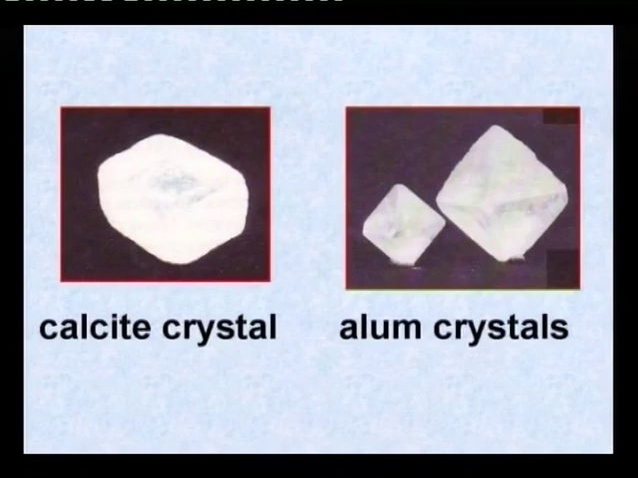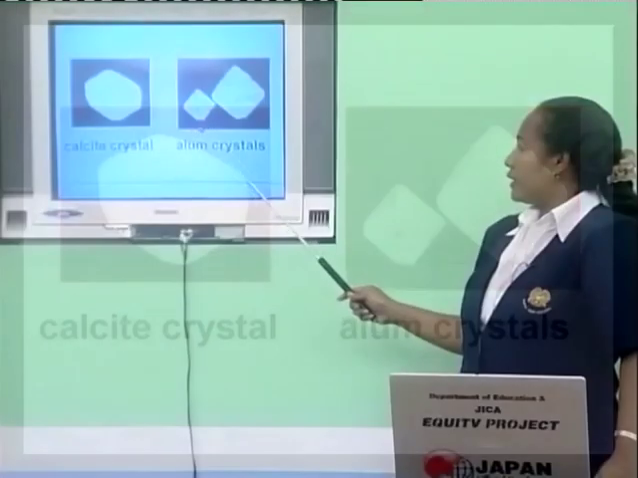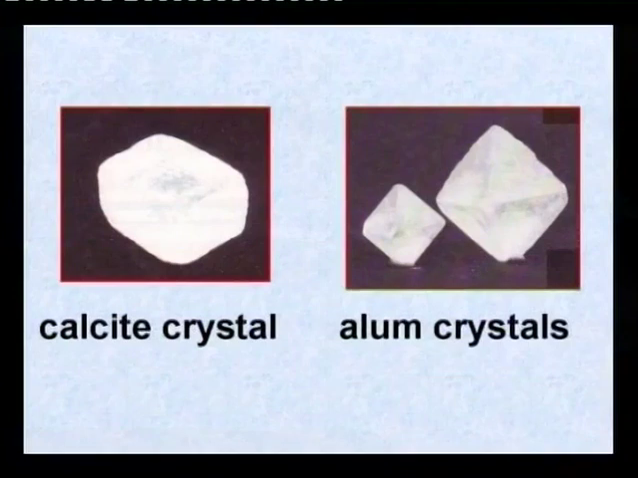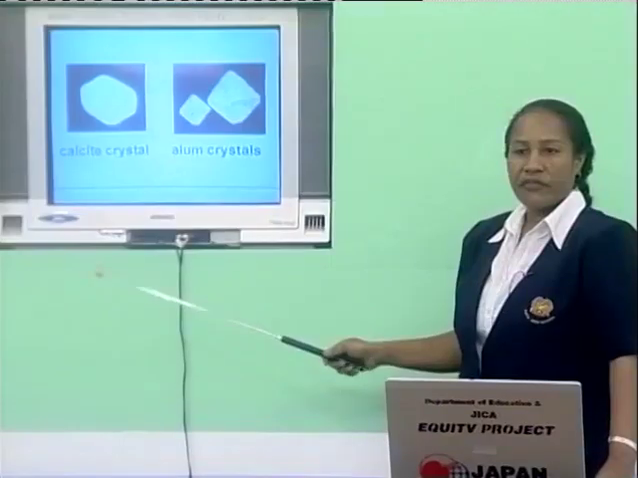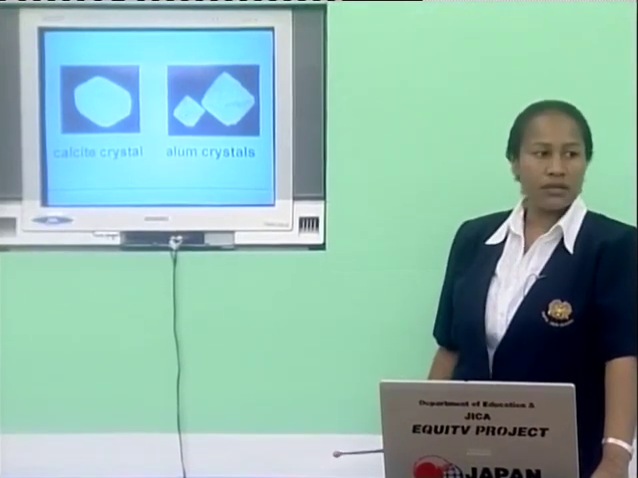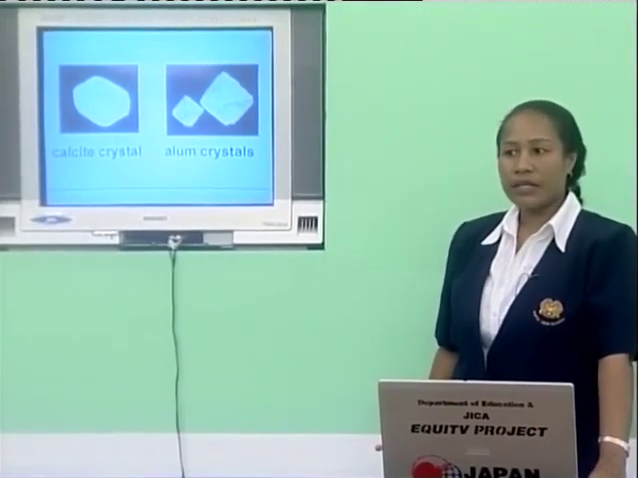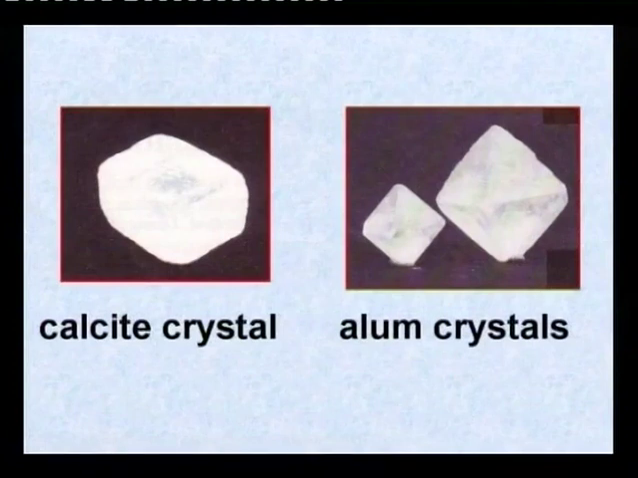This is a calcite crystal that you can see, and the next one here is alum crystals. Some of the crystals are minerals, where they are used for different things, or different things are made from these crystals.